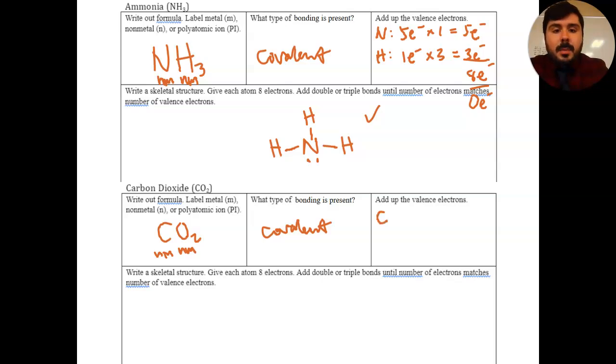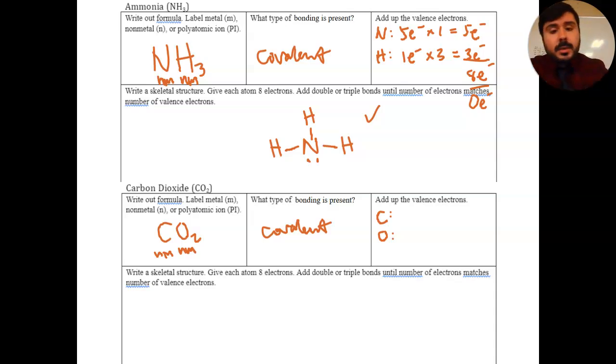Next up is to add up the valence electrons. Same as always, C and O. Go to the periodic table and find the electron configuration for each of these, carbon and oxygen. Looking at the configuration for carbon, it is 2-4. 2-4 is our electron configuration for carbon.